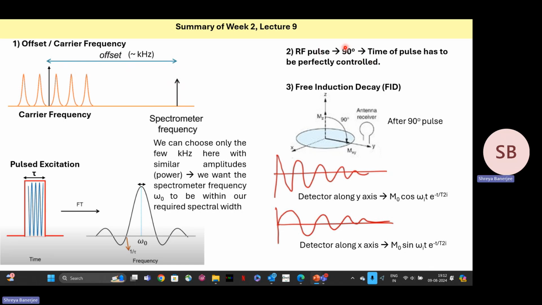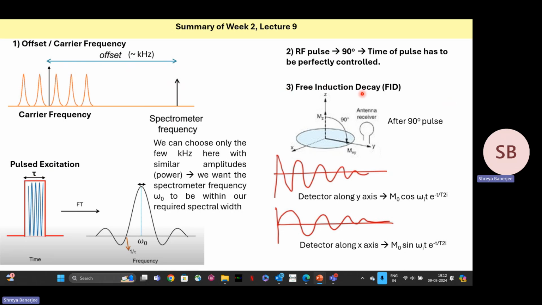The second thing is the RF pulse. In the RF pulse, we have to adjust this tau, which is the time for which the pulse is supplied. This also has to be adjusted so as to get the best spectra. We will see later how the time affects the spectra.